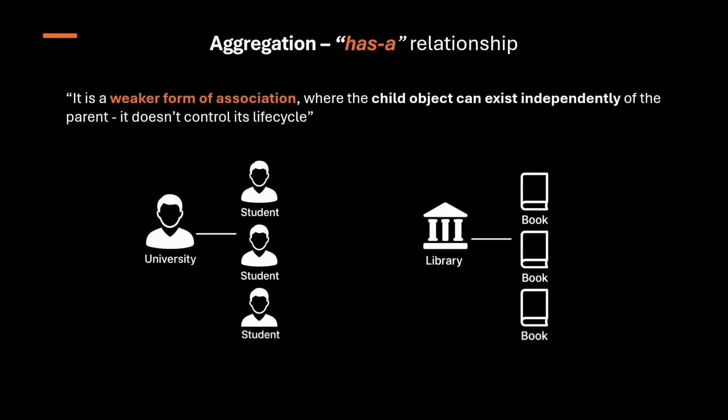That's aggregation. Now let's look at the right side of the image, a library and books. The library contains books, but books can exist even if the library is closed. A book is not destroyed when the library object is destroyed. It can be moved elsewhere. This is another aggregation example. The library aggregates books but doesn't own them in the sense of object life cycle. Now let's look at the code to understand this better.